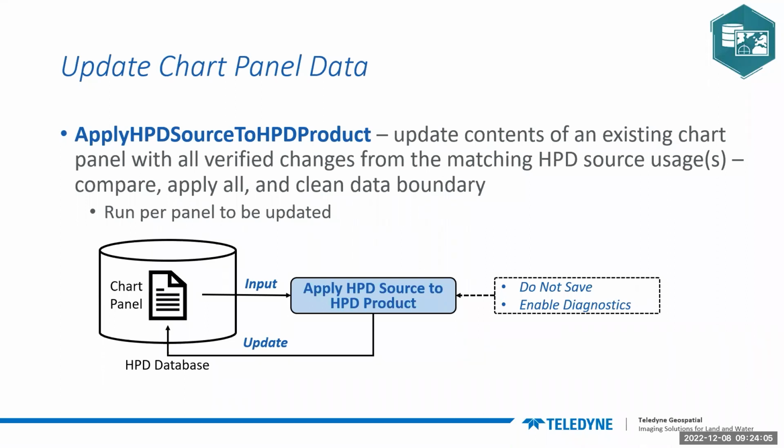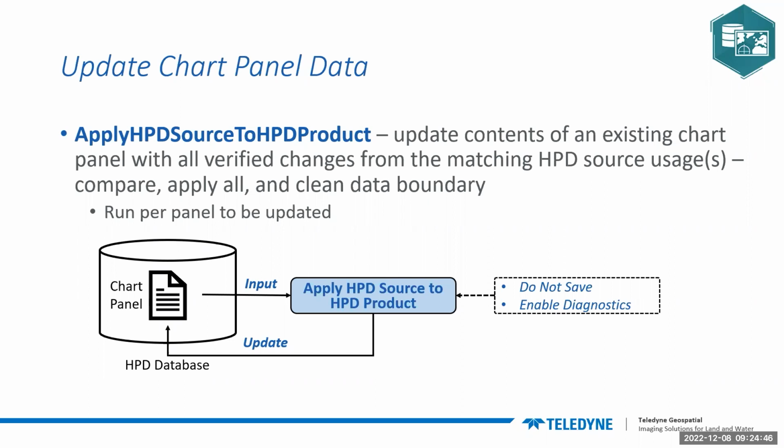For those of you who were at our ENC automation demo, this one should be familiar to you, the apply HPD source to HPD product. So this is the compare product to source routine that exists in the HPD database solution. So this will allow you to update your products. So it allows you to update vector products, raster products. You could do tiled raster product updates. You could do atlas updates with this particular routine. So this will pull through all the verified features that have changed in source to your products.